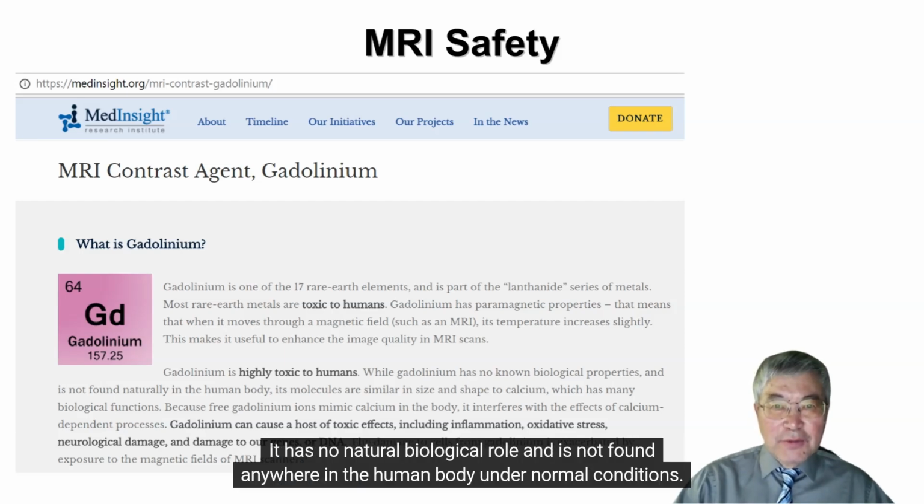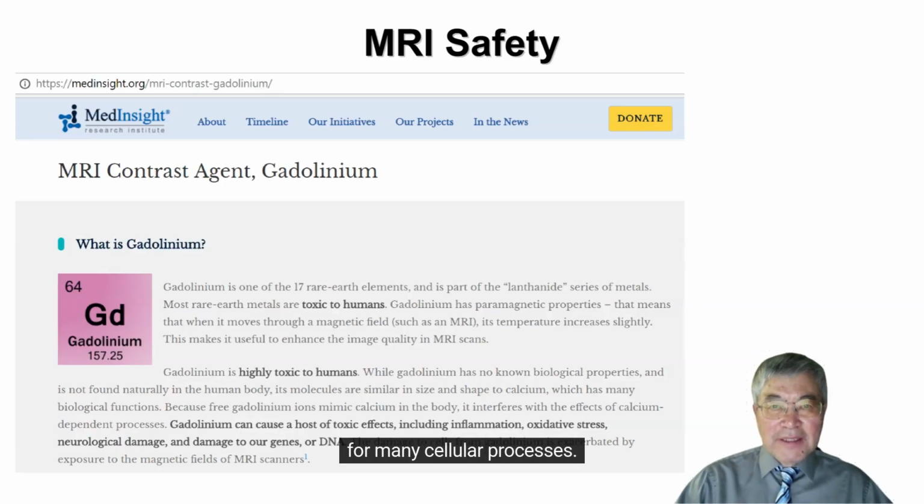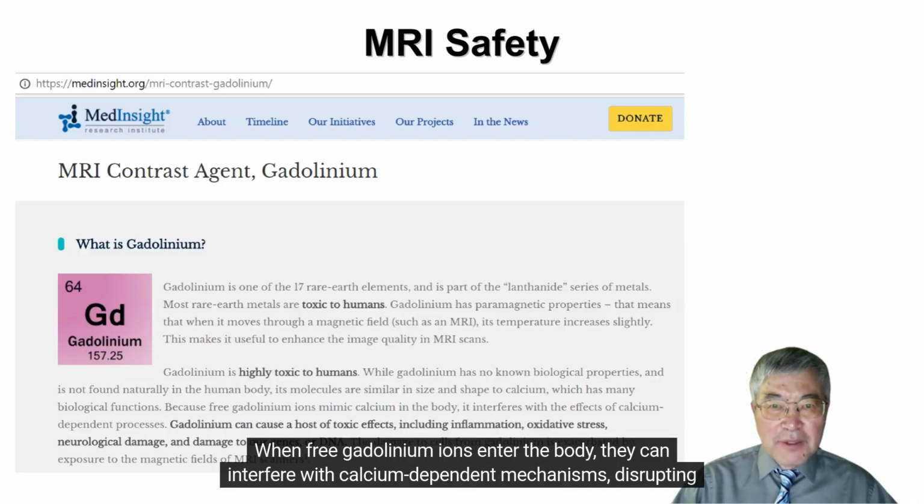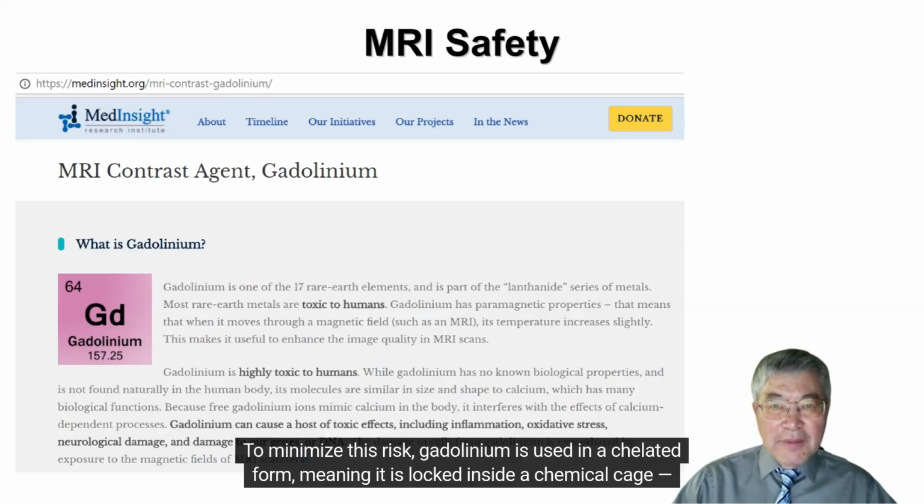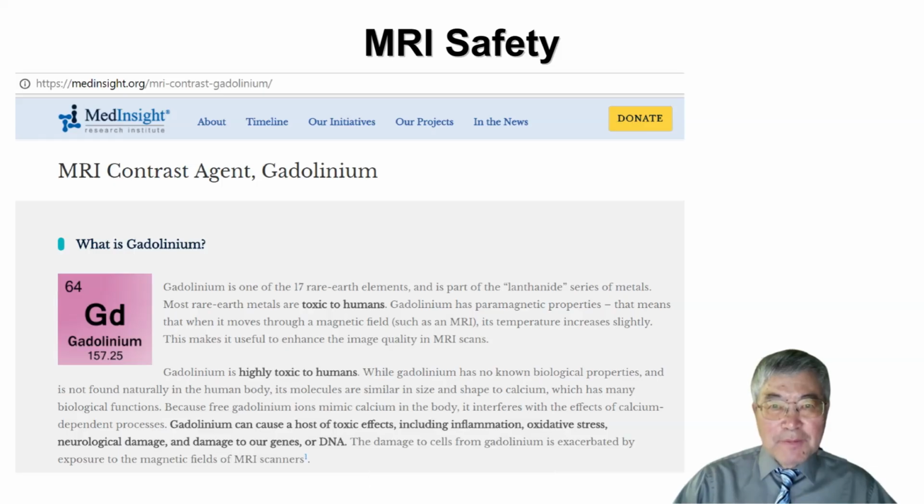It has no natural biological role and is not found anywhere in the human body under normal conditions. The problem arises because gadolinium ions are similar in size and charge to calcium ions, which are essential for many cellular processes. When free gadolinium ions enter the body, they can interfere with calcium-dependent mechanisms, disrupting normal cell function. To minimize this risk, gadolinium is used in a chelated form, meaning it is locked inside a chemical cage, such as DTPA, to prevent the toxic metal from interacting directly with tissues.